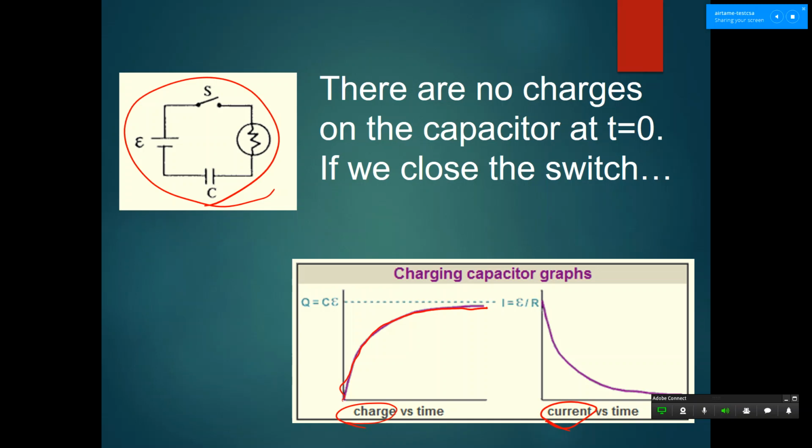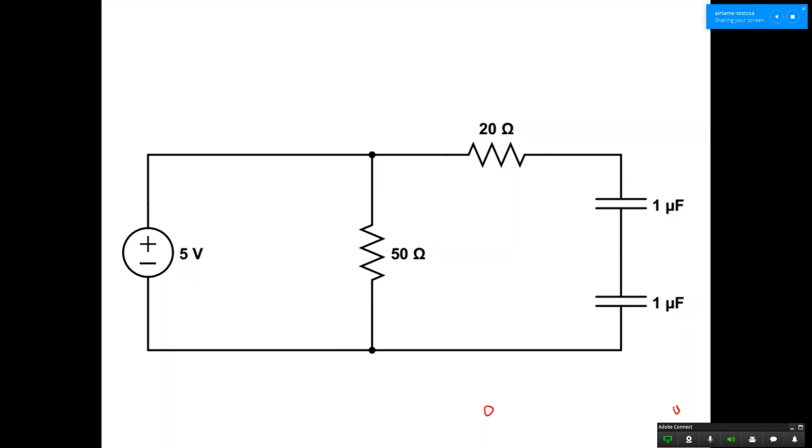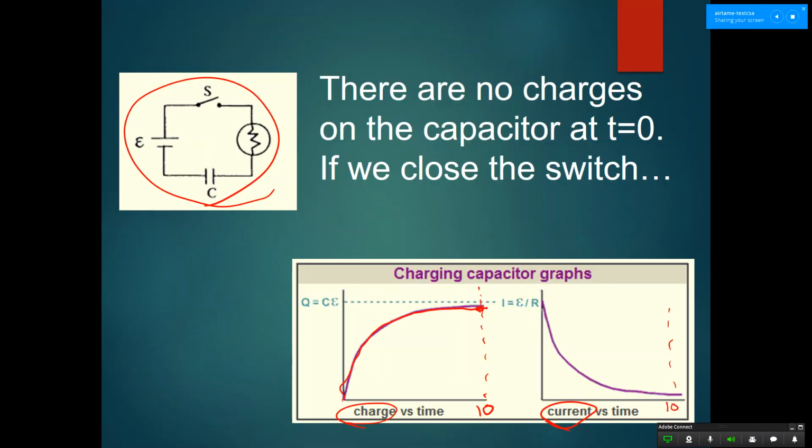So the current is decaying, it's decreasing over time, right? And what did I say about a capacitor that was fully charged? Yeah, there's no current. And look at that. When the capacitor is fully charged, the current is very little, right? So if I were to compare, if this was, let's say, 10 seconds here, then my charge is at its maximum and my current is at its minimum.